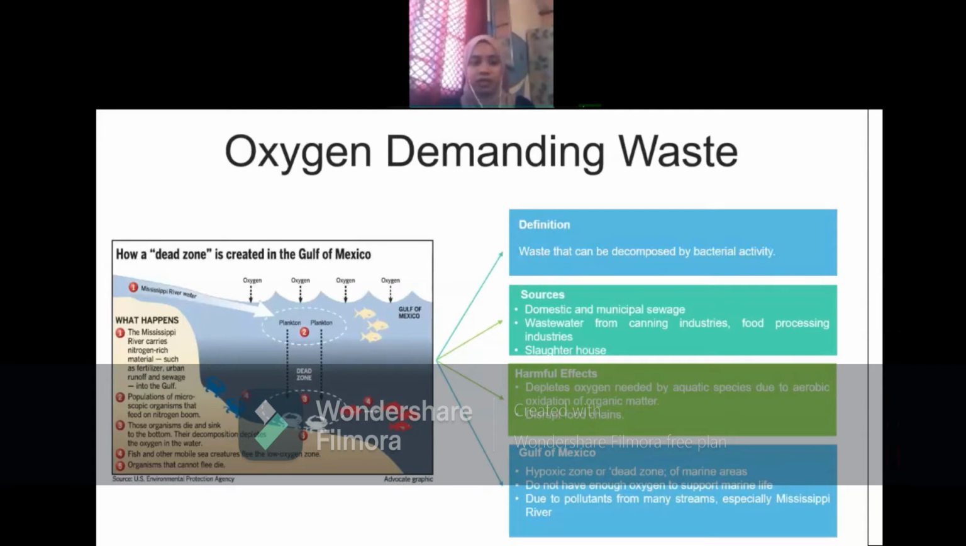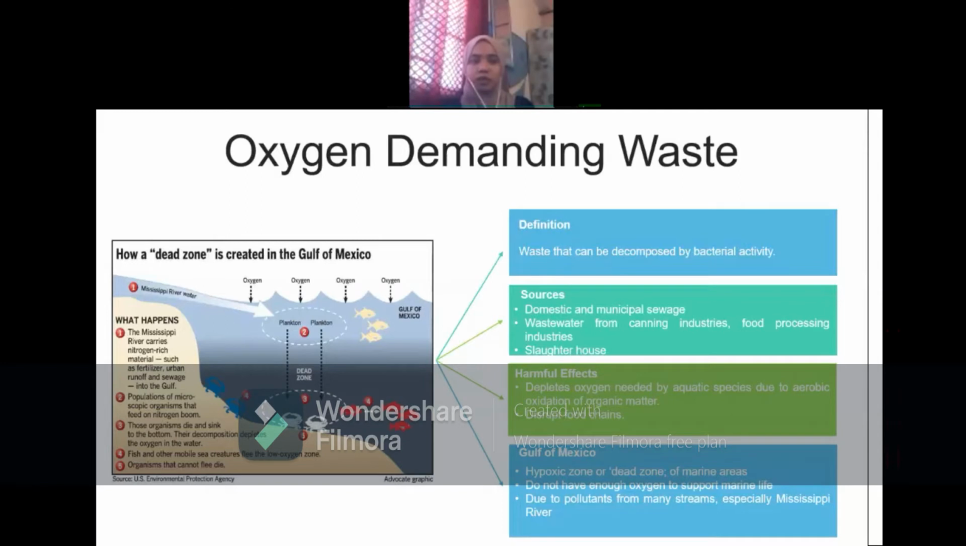One example of cases that related to the oxygen-demanding waste are dead zones created in the Gulf of Mexico. Dead zone or hypoxic zone is the bodies of water that fail to support marine life living there due to the lack of oxygen in the water. This happened due to the pollutant from many streams, especially Mississippi River. So, what actually happened at the Gulf of Mexico?